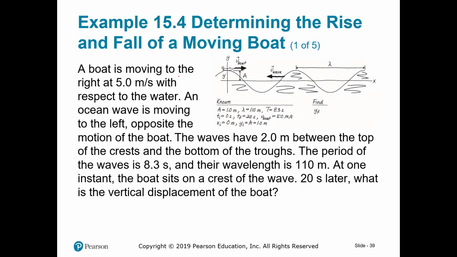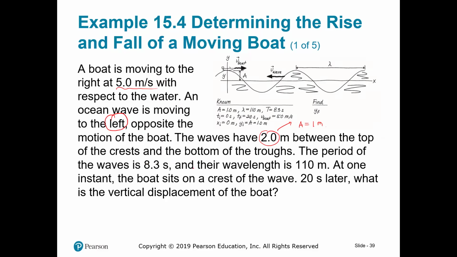Now, a ball is moving to the right at 5 meters per second with respect to the water, and then the ocean wave is moving to the left. This is your first hint, opposite the motion of the boat. The wave will have 2 meters between the top of the crest and the bottom of the trough. So then what is your A? Your A is 1 meter, not 2 meters.